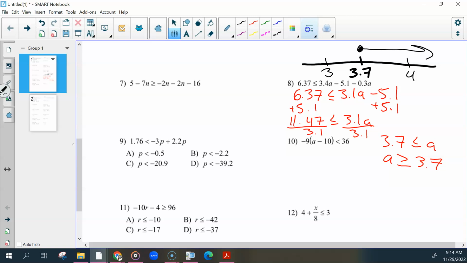If I were to do this in interval notation, this would start at 3.7. It's closed, so that would be a bracket. And it would go towards infinity. Even though this page doesn't say to do that, it would be good practice to keep doing that. Look at where it starts, because you're reading it left to right. It starts here. It's closed, so that's already a bracket. Then you're looking at where it ends, and because it keeps going, it never really ends. So we just put that it goes towards infinity.